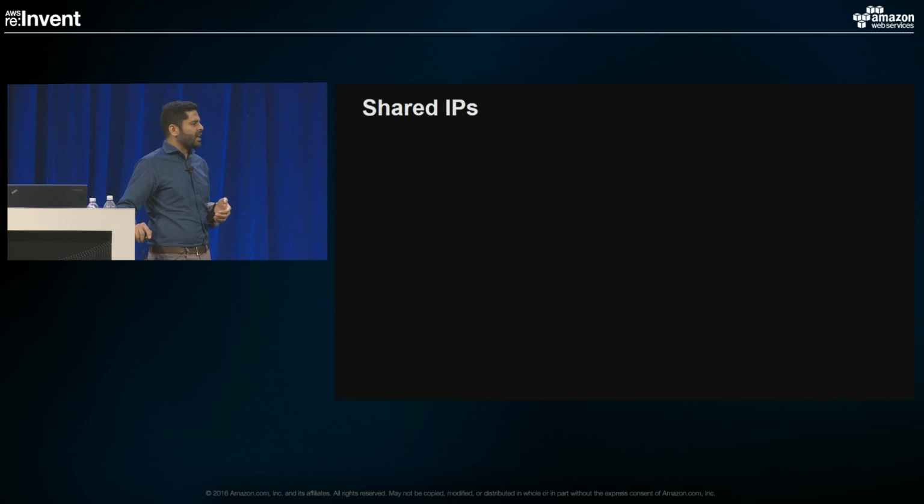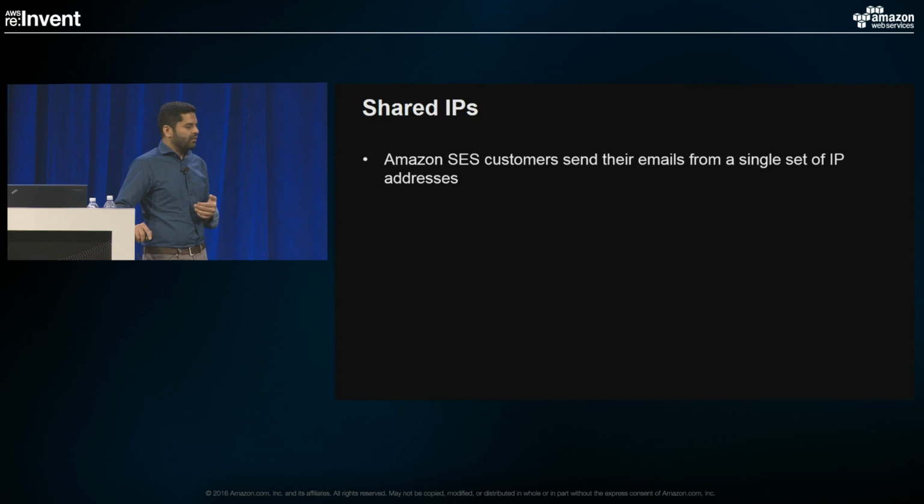Before we go into dedicated IPs, let's talk about how it used to work with Amazon SES. All of our Amazon SES customers send emails from a single IP address. What that means is, company A and company B could be using the same IP address, and each and every email will have that IP address associated with it when it goes out. Because of that, the ISPs cannot differentiate between company A and company B. If you have one bad actor, that could undermine the reputation for the whole IP.